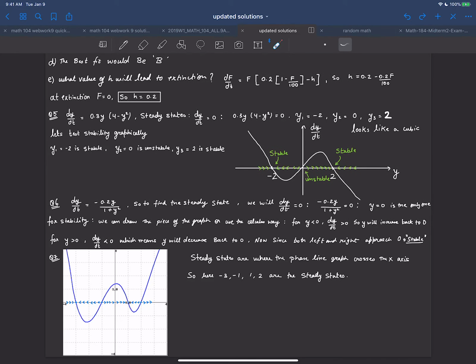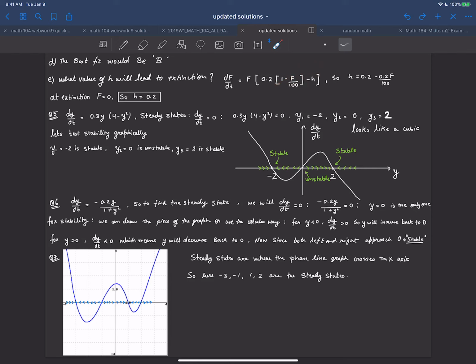Okay, and part E is asking what value of H will lead to extinction. What you're trying to aim for in this part is that whatever steady state you get from the H factor term, you want that to go away. So if you go back to the expression you had for df/dt, you saw this term here and all of this term here. We're going to find out where this thing goes to 0.